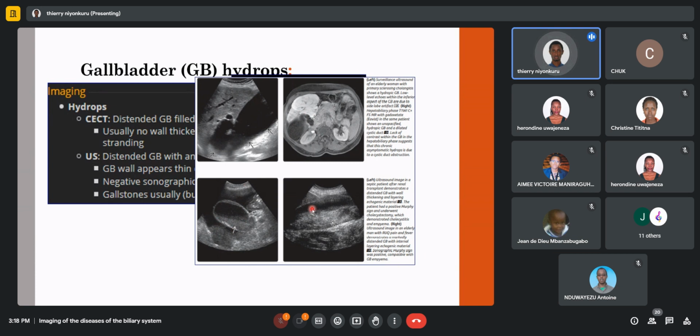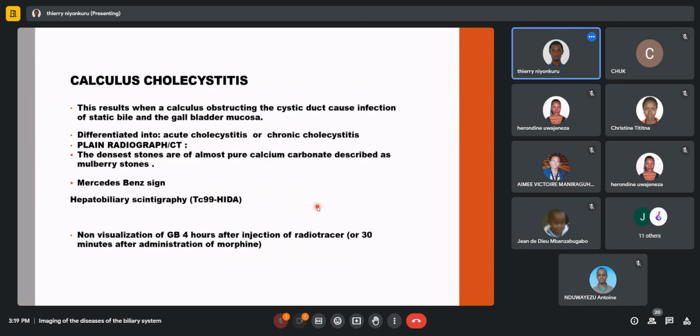So if you see content that is not anechoic, which is mixed, with this anechoic bile and these deposited echogenic contents, and with the positive Murphy sign, it will not be gallbladder hydrops. So we will think maybe of cholecystitis or a complication related to cholecystitis. So we have calculus cholecystitis.